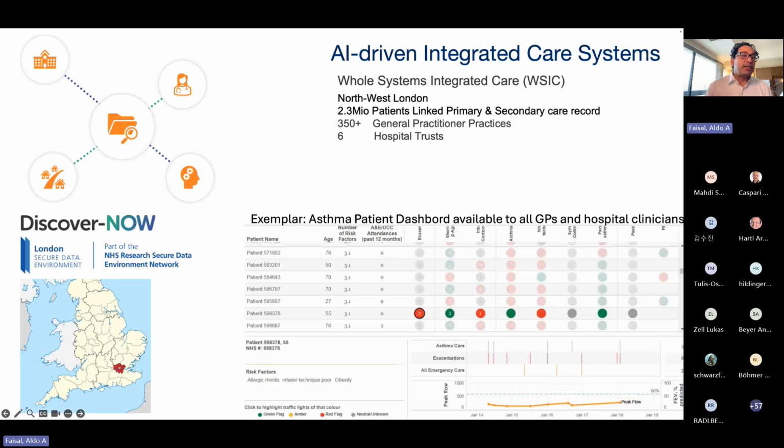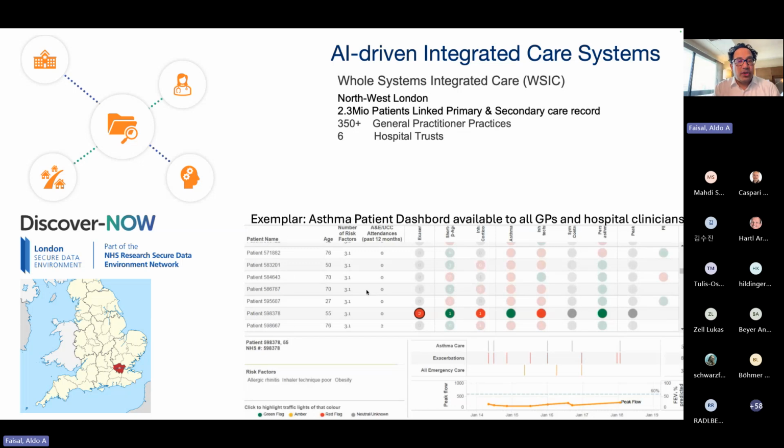Discover Now hub in Northwest London that comprises roughly 2.3 million patients. These are all general practitioners, so all primary care doctors are plugged into this, and all 6 hospitals in Northwest London are plugged into this. And we have linked all the data of all the patients, so we know how a patient goes from the doctor to the pharmacy, to the hospital, back to the doctor, back to the pharmacy. We have the entire trajectory for years on end of data. And for example, then you can do simple things like, for example, we have here a list of all the anonymized, in this case, patients that have asthma.